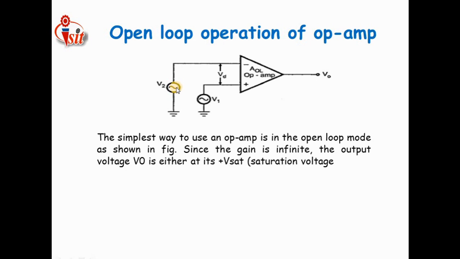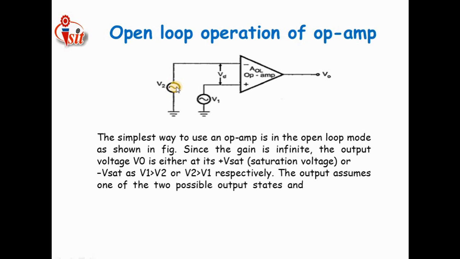Since the gain is infinite, the output voltage V0 is either at its positive saturation or its negative saturation. That is, two conditions come into the picture: sometimes V1 is greater than V2 and sometimes V2 is greater than V1. The output assumes one of the two possible output states and the amplifier acts as a switch only.